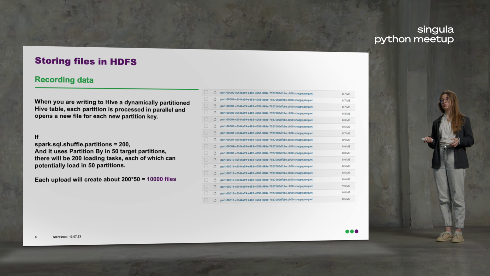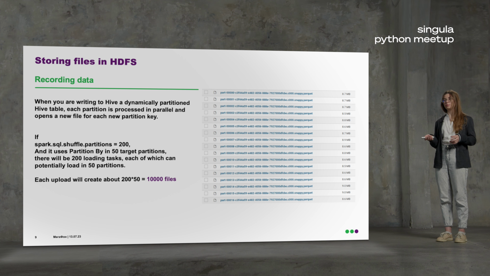When you are writing to a dynamically partitioned Hive table, each partition is processed in parallel and opens a new file for each new partition key. If the value of Spark SQL shuffle partitions is equal to 200 and it uses partition by in 50 target partitions, then as a result we will get 10,000 files.